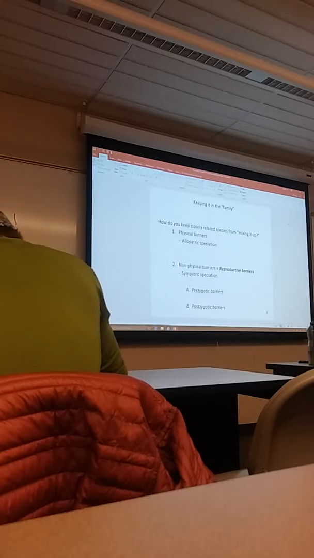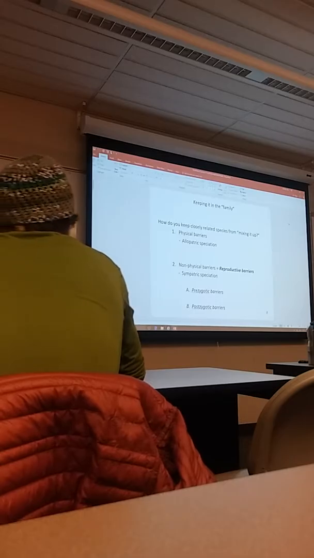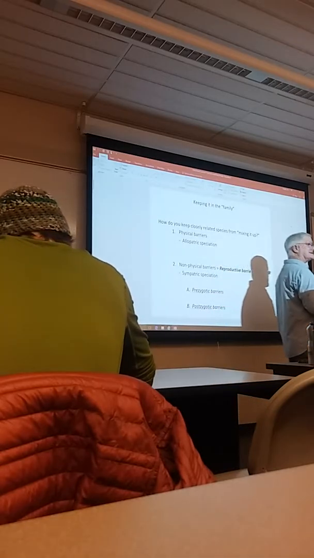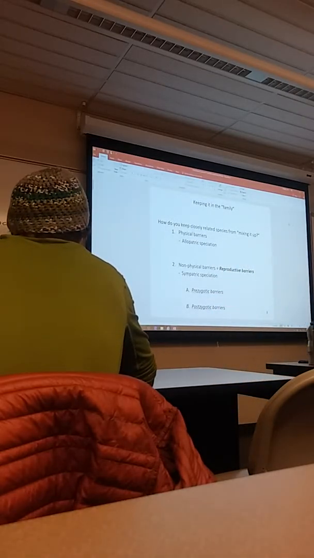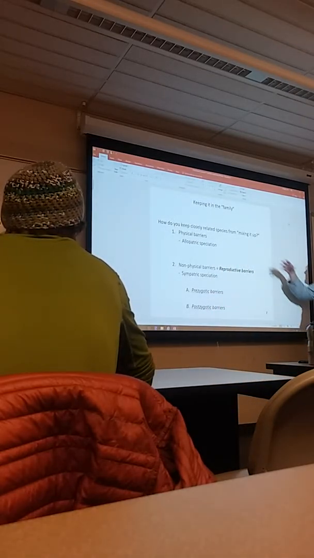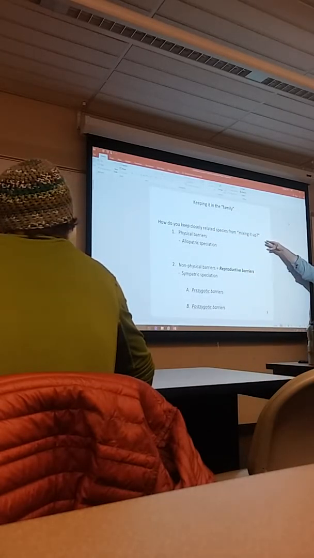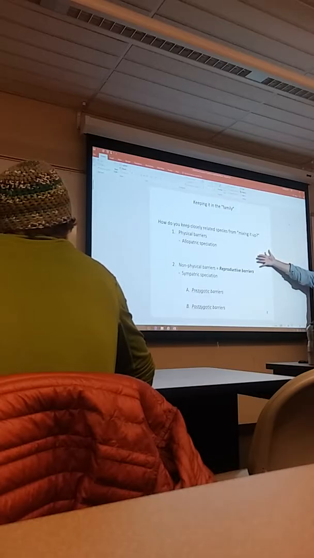So, how do you keep species from disappearing? How do you maintain the breed in a sense? What I call keeping it in the family. How do you keep closely related species from mixing it up? Physical barriers for one, right? Like an ocean, a mountain, a river.